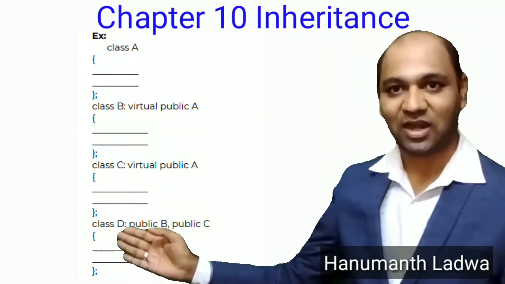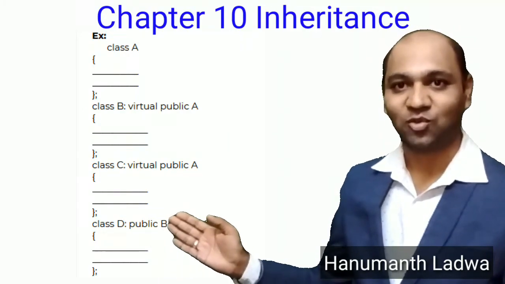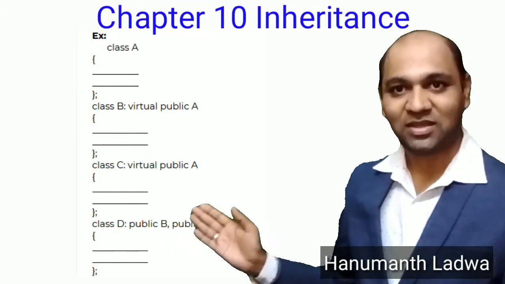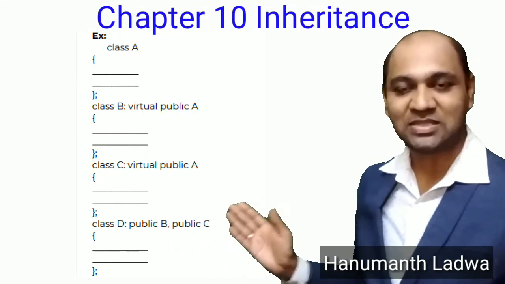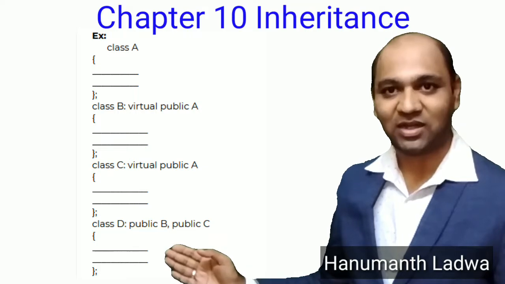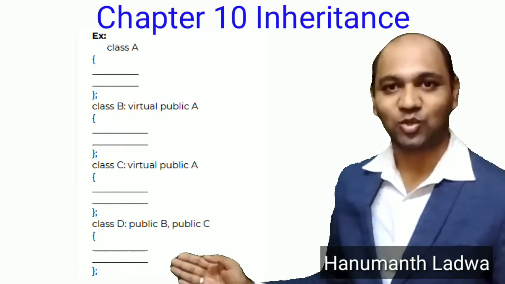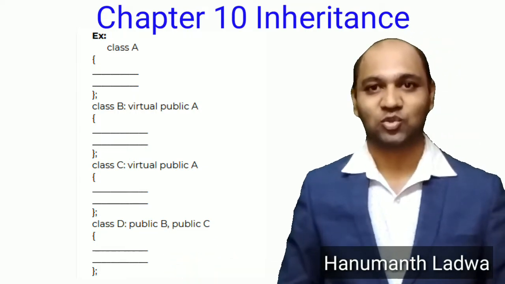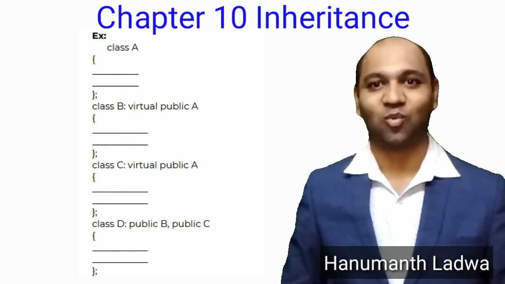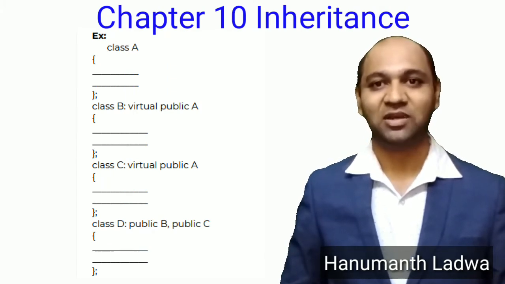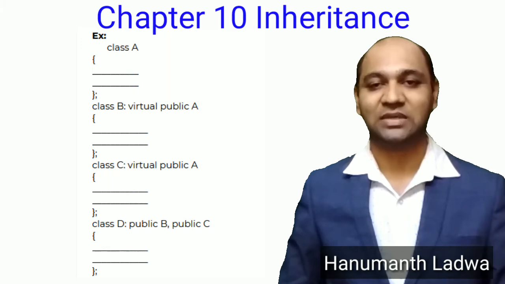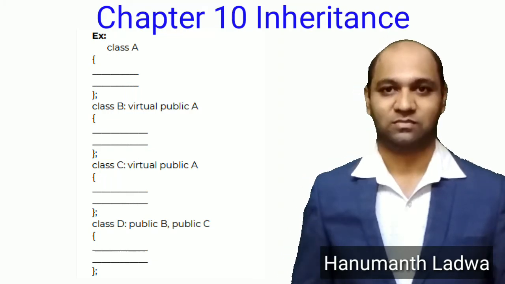Next we'll move on to class D. So here we'll write class D and then we'll write colon public B comma public C curly open brace and number of statements, curly closing brace, and then put semicolon. So this is how we'll be able to avoid the ambiguity whenever we are trying to copy the features from two different classes which are derived from the same base class.